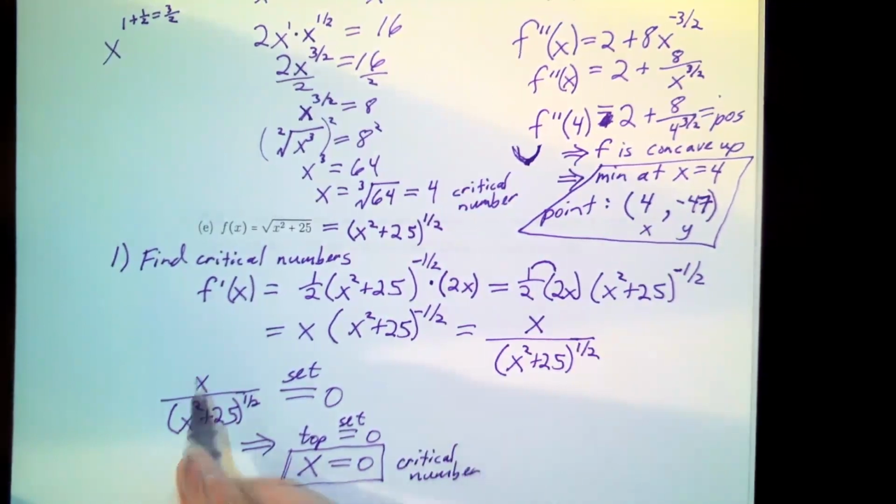You set the top equal to 0. This time we're setting x equal to 0. So then x is equal to 0, and we're done. There's my critical number.